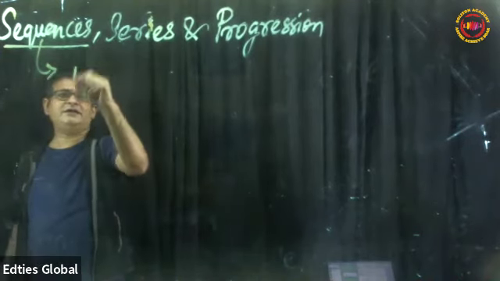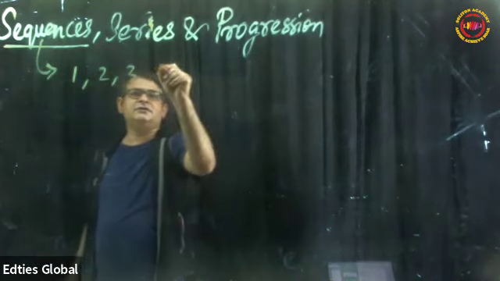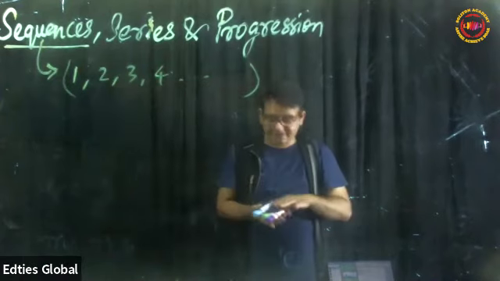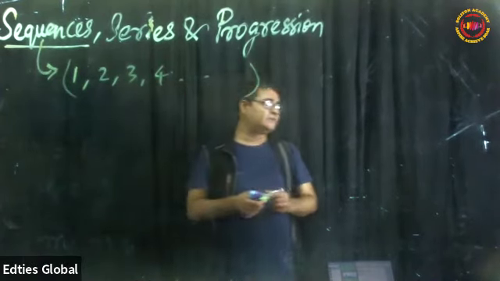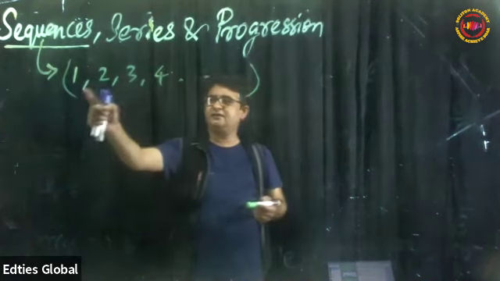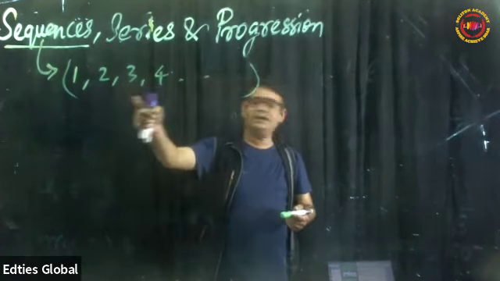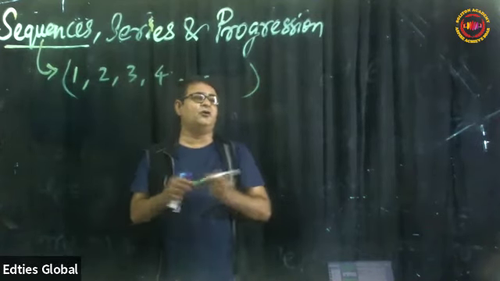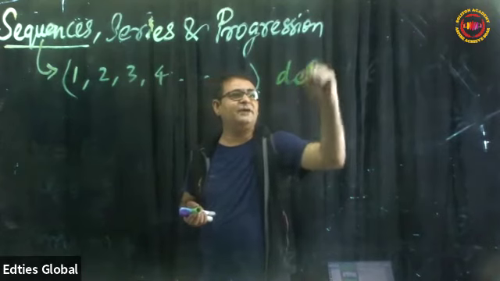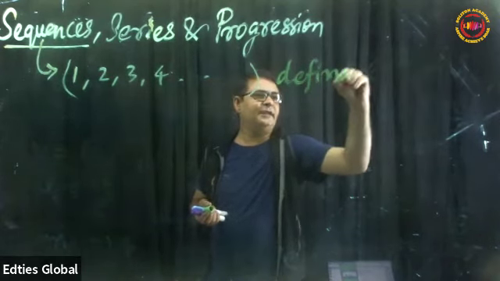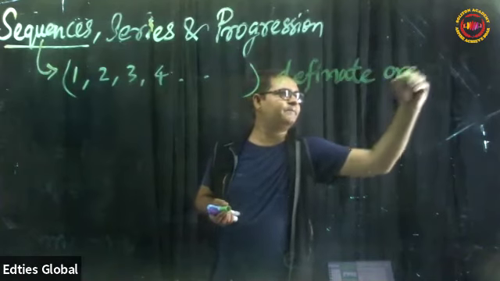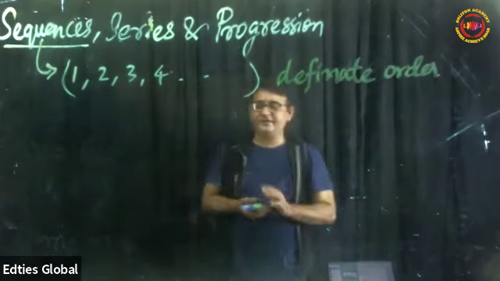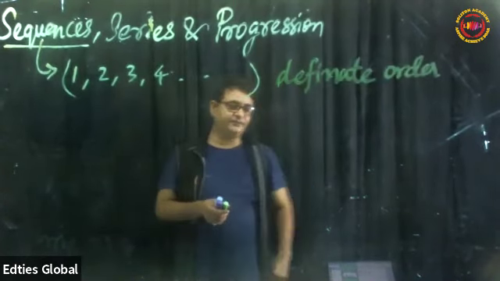Okay. So I have numbers 1, 2, 3, 4. This is the easiest sequence I can think of for the moment. And it has a definite rule that the next term is incremented by 1, and this is following a definite order. Now, since they follow definite orders, they look very interesting.